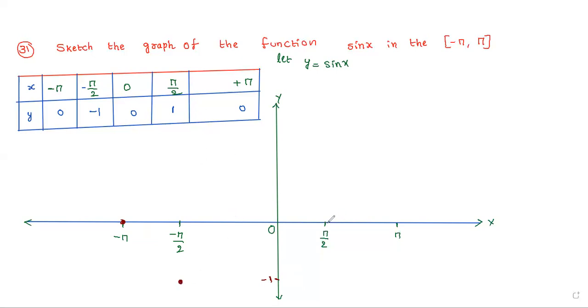Next pi by 2 comma positive 1. Next pi comma 0, the point lies on the x-axis. Join these points. So join them. Next 0 comma 0. Next pi by 2 comma 1. This is the sine curve.